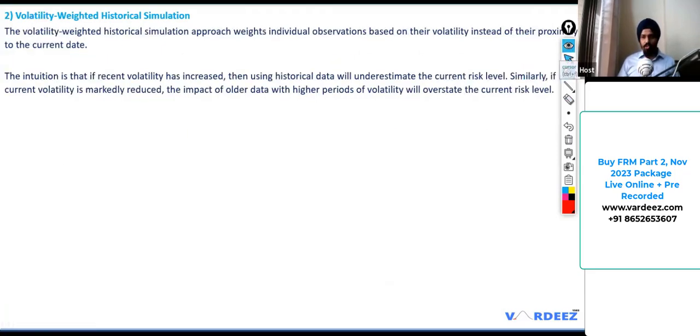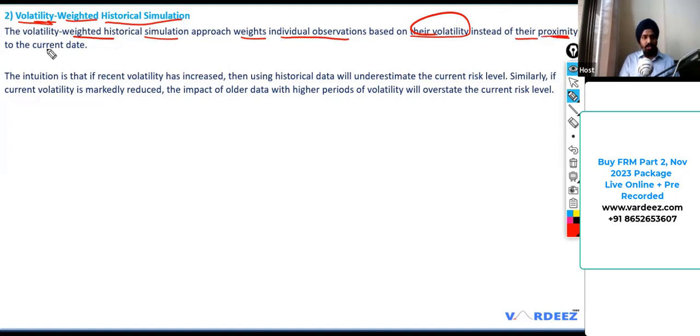Moving on to the second improvement, the volatility-weighted historical simulation. This approach weights individual observations based on their volatility instead of their proximity to the current date, so it basically captures the effect of volatility. The idea is that if recent volatility has gone up, then using historical, past data will underestimate the current risk level.